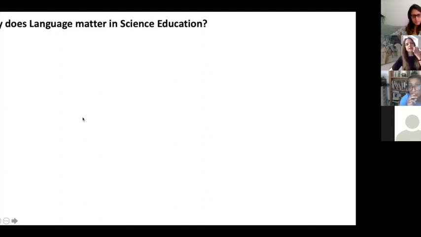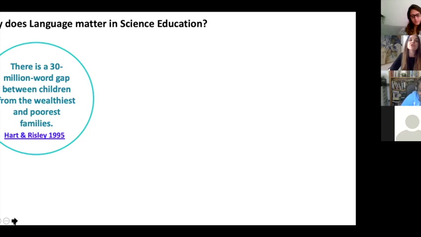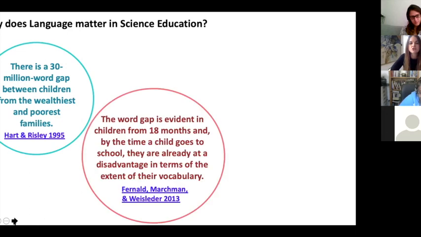So why does language matter in science education? So this is our vocabulary. Why does it matter? Oops, the presentation's not working. There we go. You've heard of the word gap. There is a 30 million word gap between children from the wealthiest and the poorest families. And there are hyperlinks to everything I've done, so you can go back to the original research. The word gap is evident from children from 18 months old. So by the time they start school, there's already a gap.